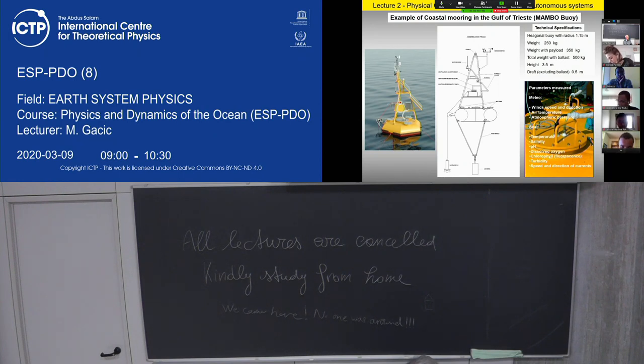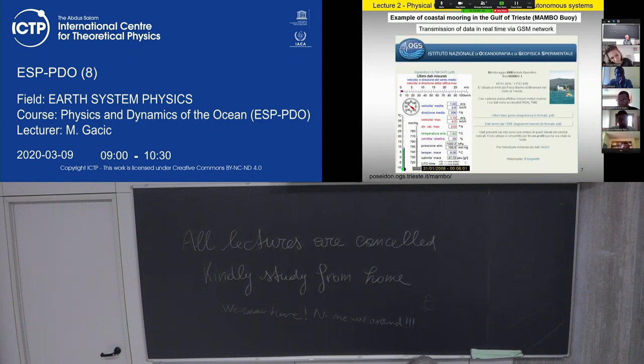And this is how it looks like. This is the coastal mooring. Again, these are all the sensors installed at 2 meters above the sea level. And here are the parameters which have been measured: wind velocity and direction, maximum velocity, air temperature, humidity, atmospheric pressure, temperature of the sea at the surface, sea surface salinity, and the time at which it is measured.